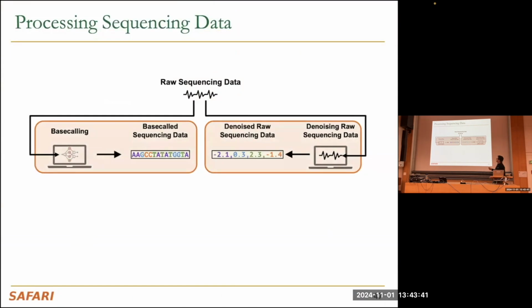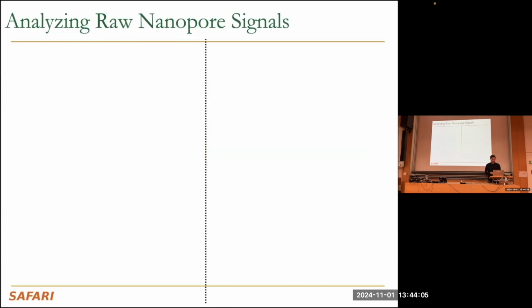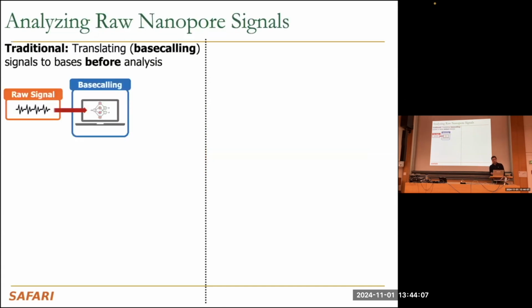But initially, what we have is raw sequencing data. So what we need to do is either translate this raw sequencing data into the nucleotides in a human-readable form. This is called base-called sequencing data, using, for example, some neural networks. Or we can somehow process this data by reducing the noise inside it and then perform the analysis directly without base calling. So these are two traditional approaches.